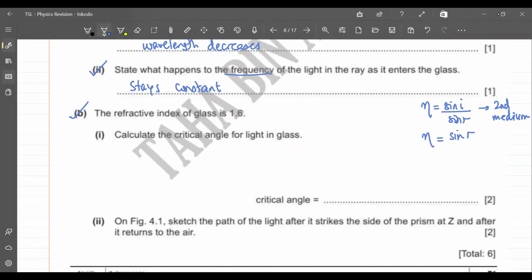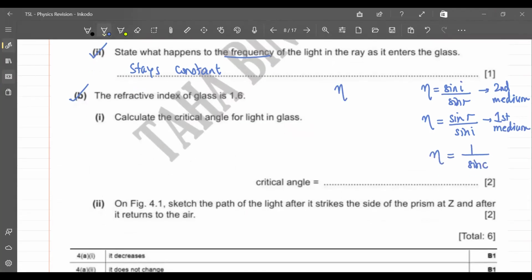When we talk about the first medium, it is sin R over sin I. And when we talk about critical angle, critical angle and refractive index are connected: refractive index equals 1 over sin C. And when we talk about speeds of light, the formula is C upon V, where C is the speed of light in air or vacuum, which is 3 into 10 power 8, upon the speed of light in the medium. जिस मीडियम की बात कर रहे होते हैं उसमें स्पीड ऑफ लाइट कितनी है.